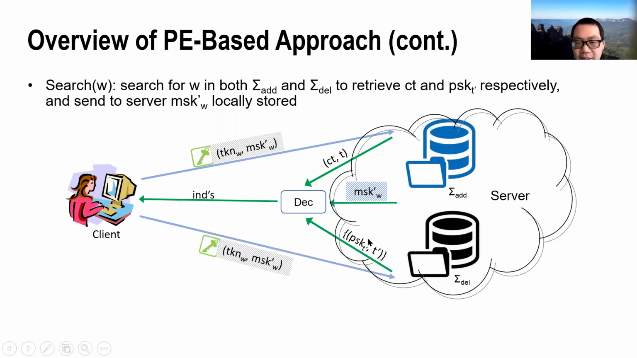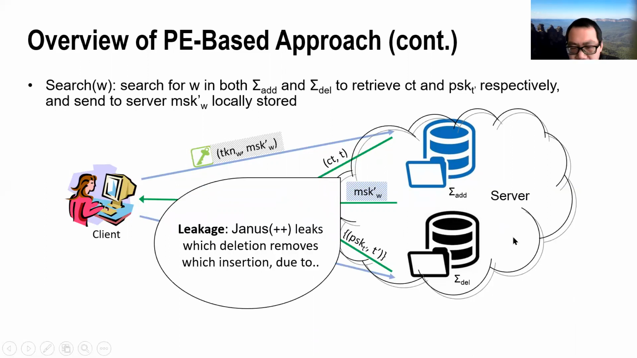From this process, we can see that the server can learn when the deletion happens and which deletion removes which insertion. This is because the punctured key shares correspond to the deletion operations. And so the server can keep track of the deletions through these punctured key shares outsourced to the server. This is why the punctured encryption-based approach can only achieve type 3 backward privacy.